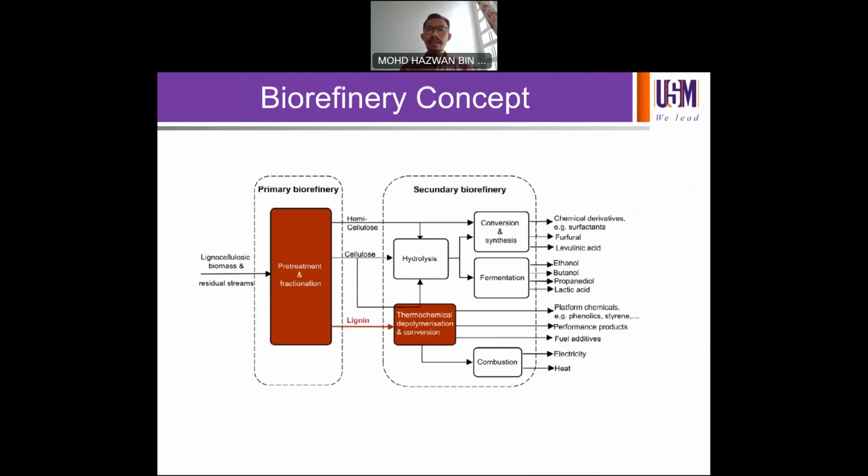Therefore, the main concept in biorefineries is basically when you have lignocellulosic biomass, it will first be treated in a primary biorefinery. This pretreatment is important to separate the major components of lignocellulosic biomass. You can have cellulose, hemicellulose, lignin, and after that, the secondary biorefinery refines all these components into more refined structures, such as furfural, vanillin, and so on. And these refined chemicals can be used for further applications.